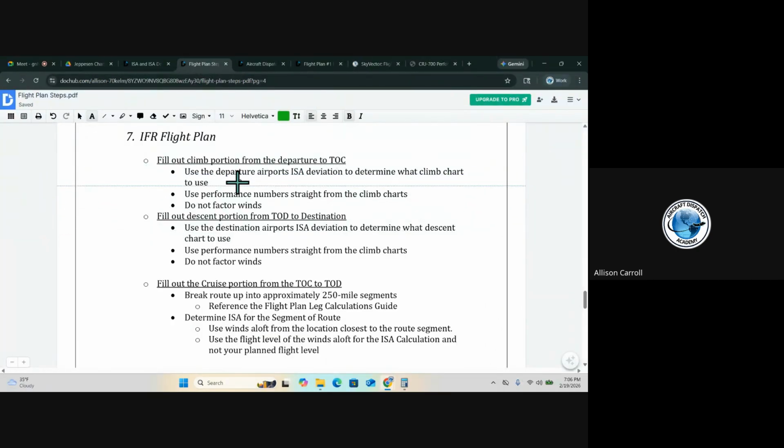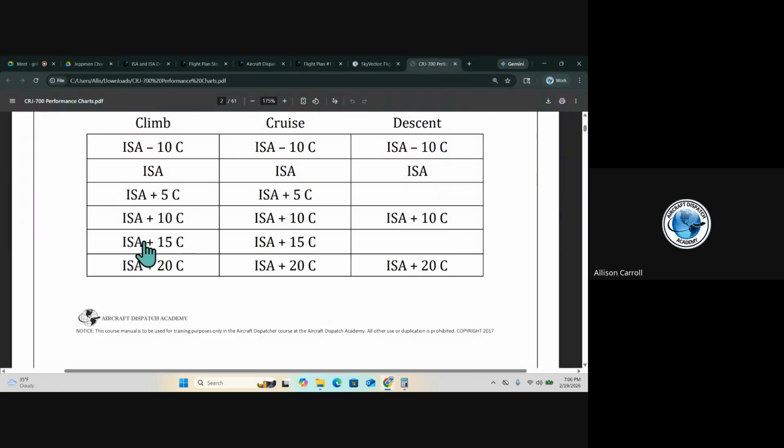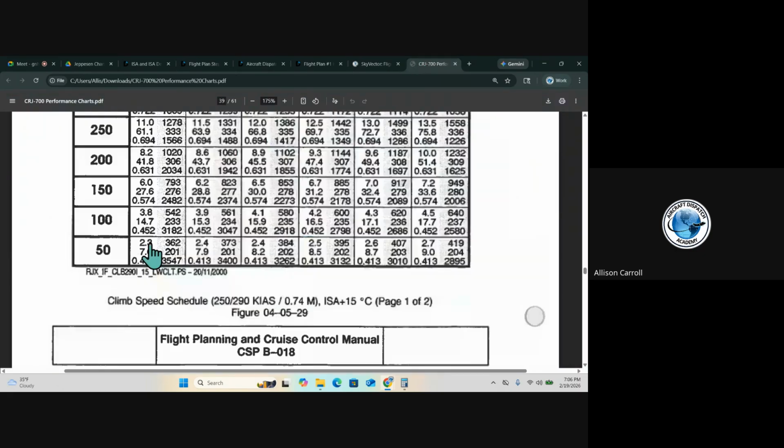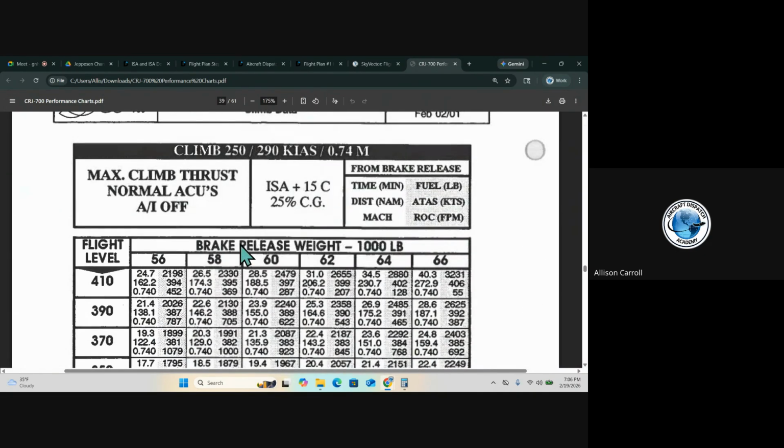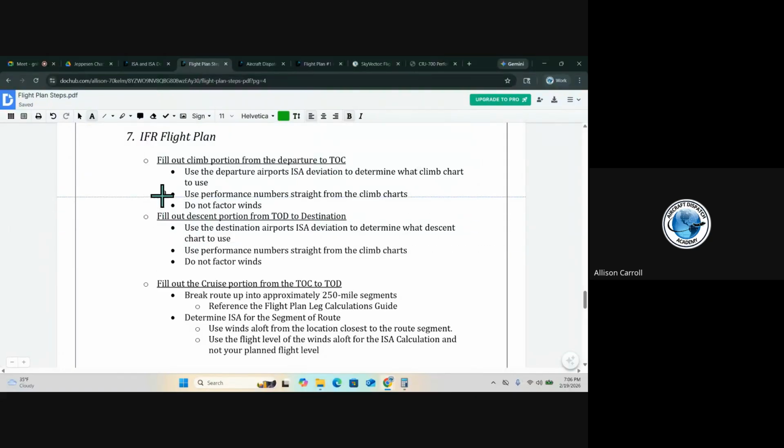Filling out the climb portion. Let me go back to the climb chart. ISA plus 15 for climb. Here we go. All right. We are using the performance numbers straight from the climb charts. Okay, straight from the climb charts.